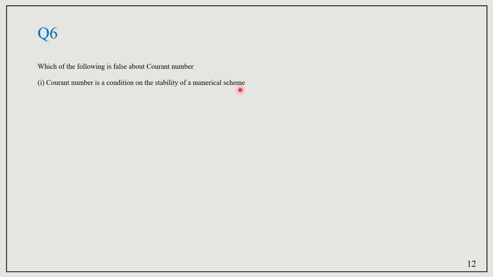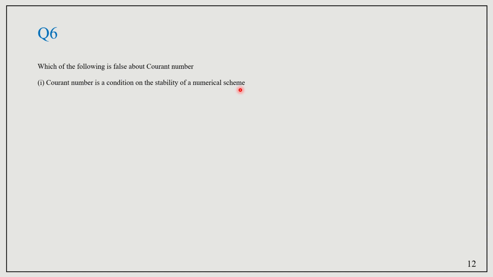So what it means is that v into delta t by delta x should be within that 1. So if it is within that 1, what happens is that the velocity is passing with the value of v into delta t by delta x less than 1. So if it is less than 1, the system will be stable. But if it is greater than 1, what is being affected there?